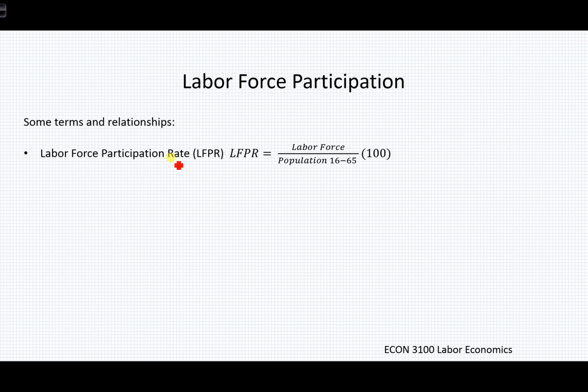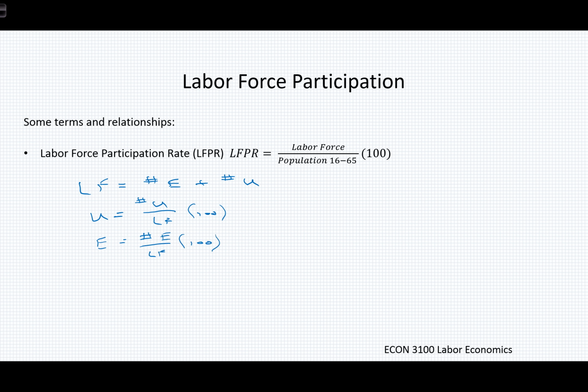You'll recall from our earlier module on the labor market that the labor force participation rate is the labor force divided by the population age 65. And you should recall that the labor force itself is equal to the number of employed plus the number of unemployed. We remember then that the unemployment rate is equal to the number of unemployed divided by the labor force times 100. The employment rate is equal to the number employed divided by the labor force, again times 100.